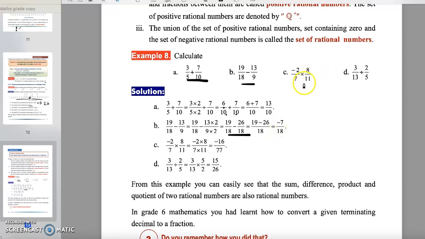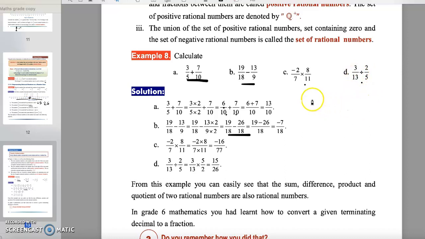But in the case of multiplication and division, we don't need the denominators to be the same. We can actually just multiply. So minus 2 times 8 is 16, minus 16, and 7 times 11 is 77. So that's how we multiply. But in the case of dividing, we don't just divide these numbers.